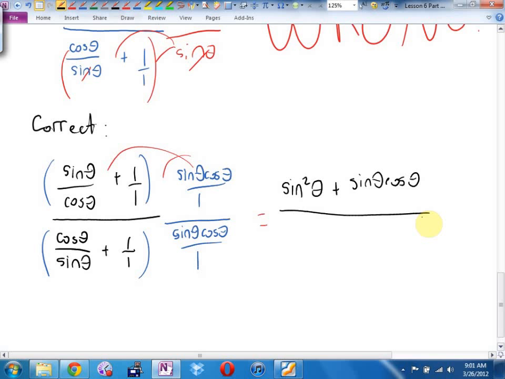And I've glanced at the bottom line as well, and I notice in this first term a sine's going to cancel. In fact, I'm going to get this: cos squared theta plus sine theta cos theta times 1, which is just sine theta cos theta.